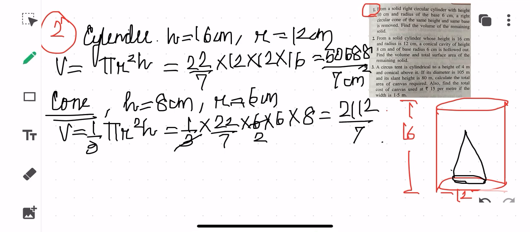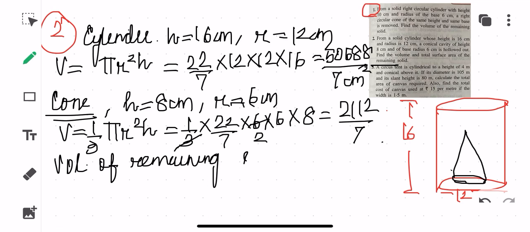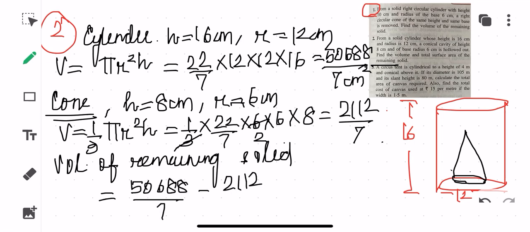So what you will be writing? The volume of the remaining solid is equal to, you will be subtracting both of them, children. That's an easy one. So this will be equal to 50688 divided by 7 minus 2112 divided by 7.